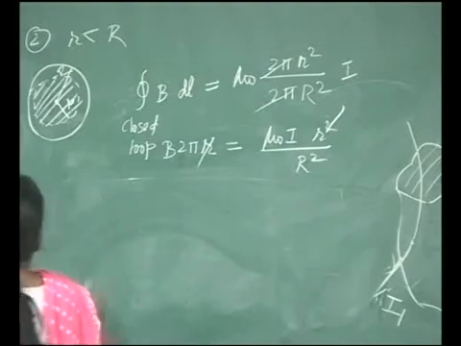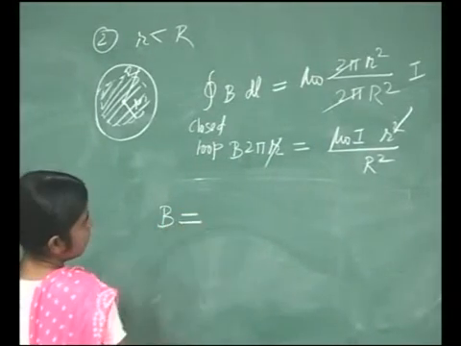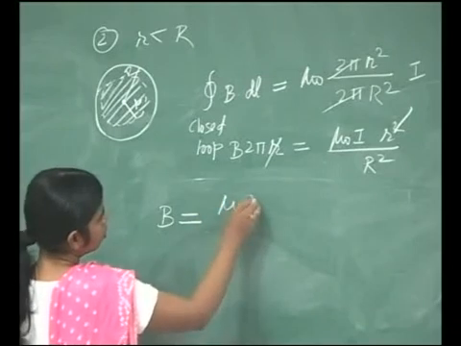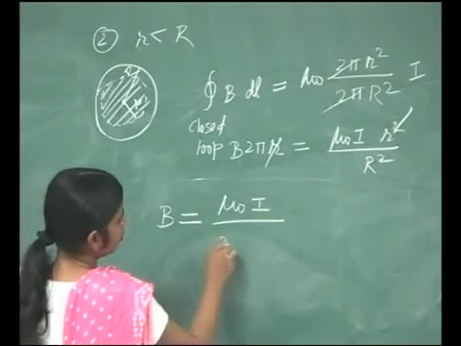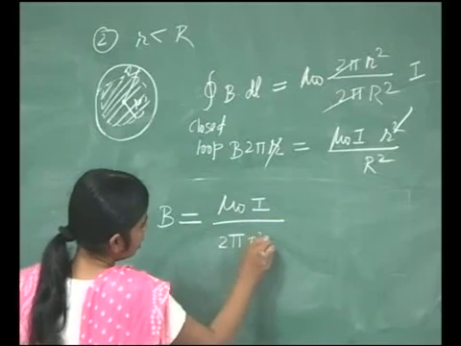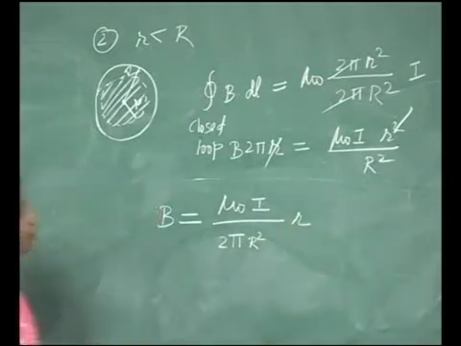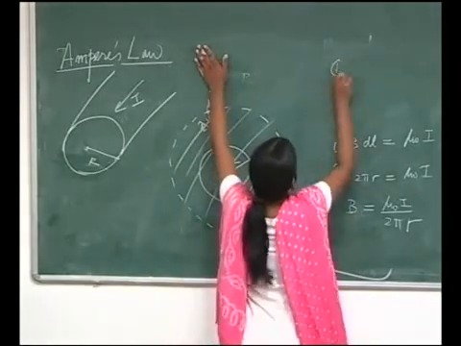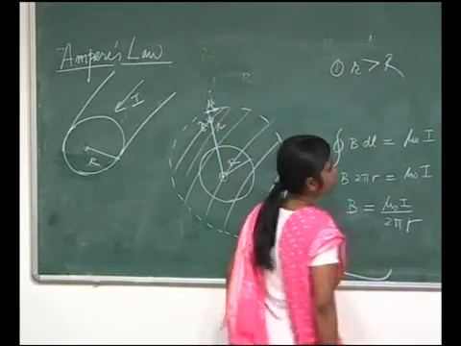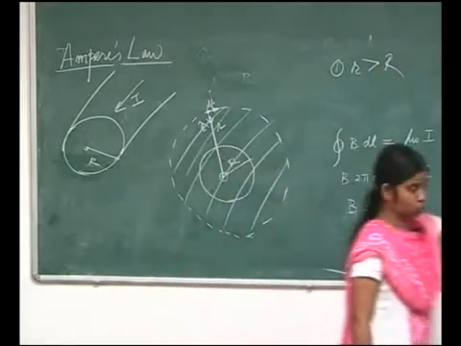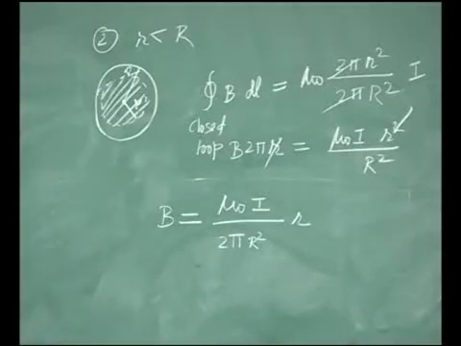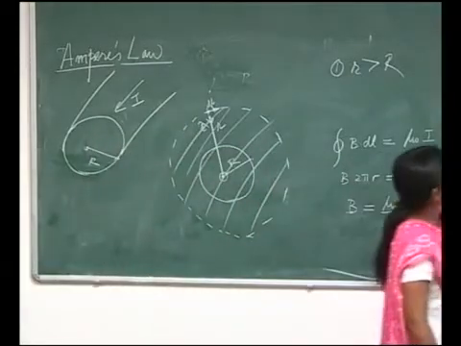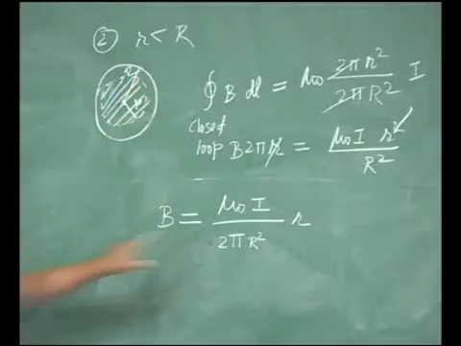I get B is equal to mu 0 I upon 2 pi r square into R. Okay? Is it okay? So now you see, this is case 1, this is for R greater than R. Okay? This is case 1, this is case 2. When my small r increases to capital R, then this and this become the same.